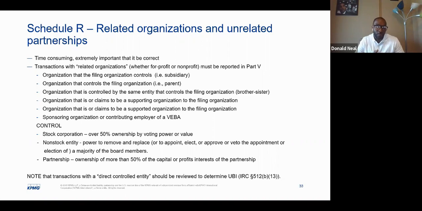And when we say control, for a stock corporation it is over 50% ownership by voting power or value. For a non-stock entity, which is tax exempt, it is the power to remove or replace, or to appoint, elect, or approve, or veto the appointment or election of a majority of the board members. For partnerships, it is ownership of more than 50% of the capital or profit interest of the partnership. So just as you're thinking about that, there's something to think about there.